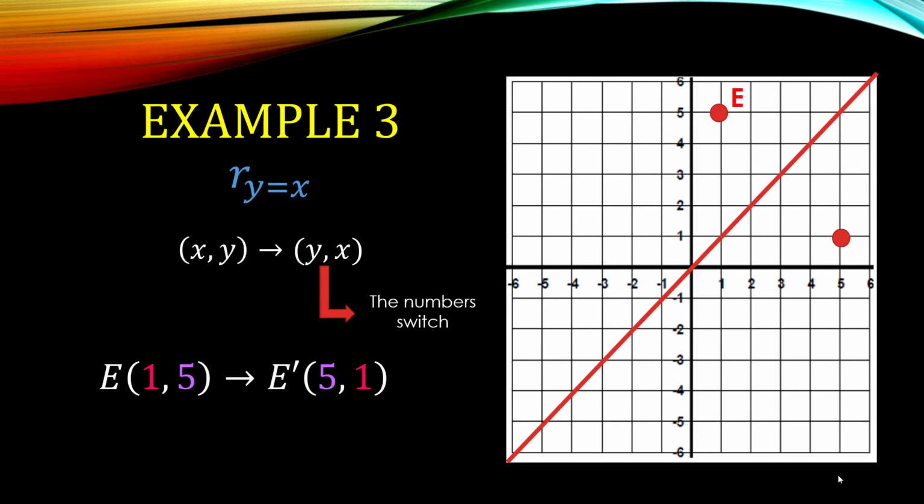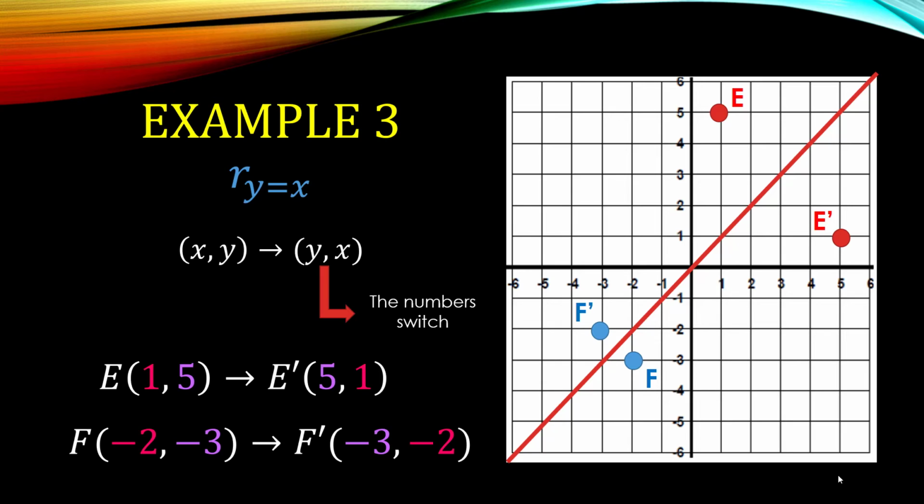Let's do one more example. The point F. F is at the point (-2, -3). F prime then will be the point (-3, -2). Again, we just switched the numbers. (-2, -3) became (-3, -2).